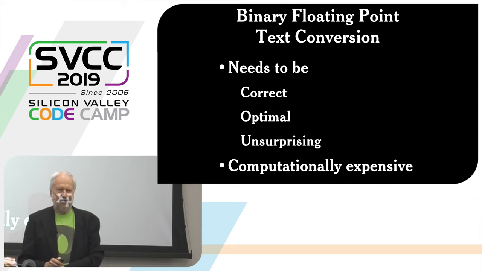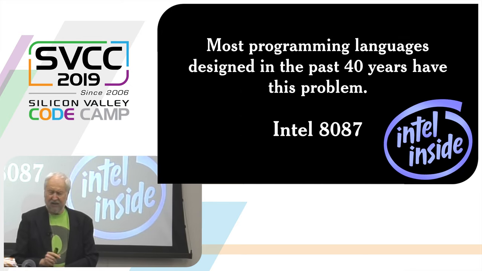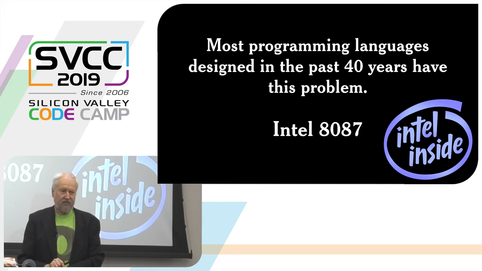So how did we get here? Well, this isn't JavaScript's fault. It's not even Java's fault. Most programming languages designed in the last 40 years have exactly this problem, and it's because of Intel. Intel designed this thing. They had a project called the 432, which was a failed project. They were trying to build a micro mainframe before that was a feasible thing to do. The only thing that survived from that project was the floating point unit, which they salvaged and sold in the market as the 8087, which is a coprocessor for the 8086.